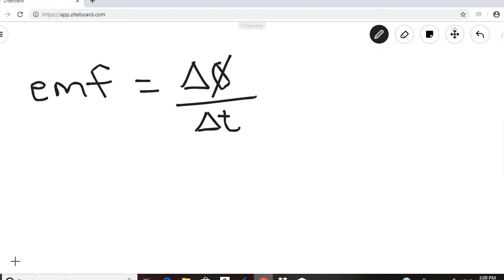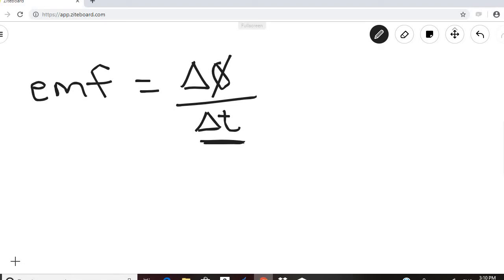So what this means is that if you want to create a potential difference from one end of a loop of a wire to another, you have to change the magnetic flux that flows through that loop. And the faster you do that, the greater the potential difference, and therefore the greater the flow of current.